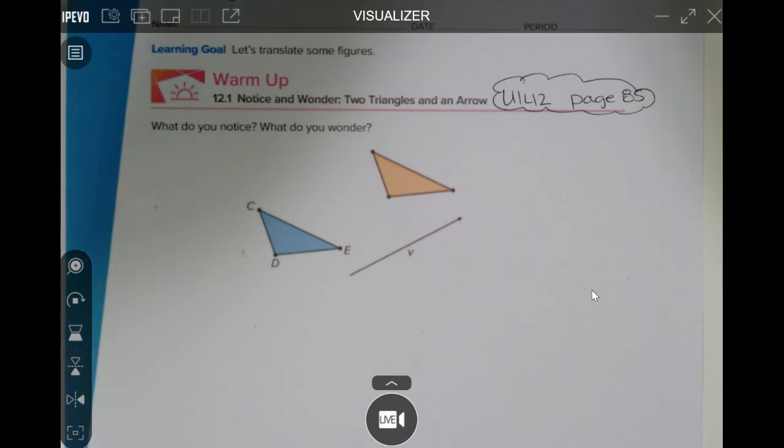Hi, Math to Enhance. This is page 85 of our workbook. This is Unit 1, Lesson 12, Notes. And this set of notes is on translations.